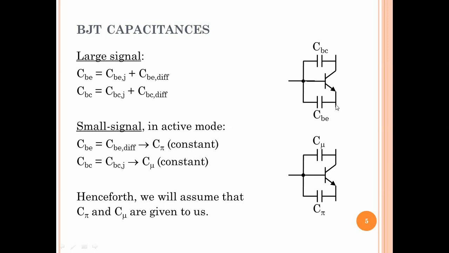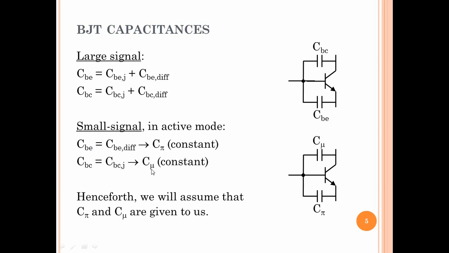There is a base emitter capacitor and a base collector capacitance corresponding to each of the junctions. Each capacitor consists of the sum of the junction capacitance and the diffusion capacitance. And in the active mode, which is base emitter forward biased, base collector reverse biased, the base emitter capacitance will be dominated by its diffusion capacitance. The base collector capacitance will be dominated by junction capacitance. In the small signal model, these are represented or called C pi and C mu.